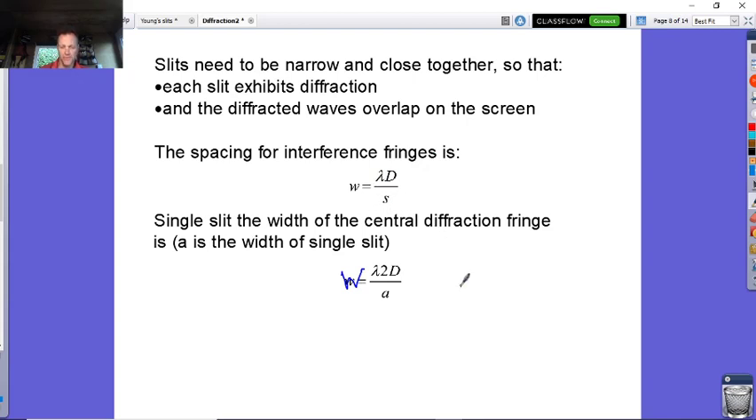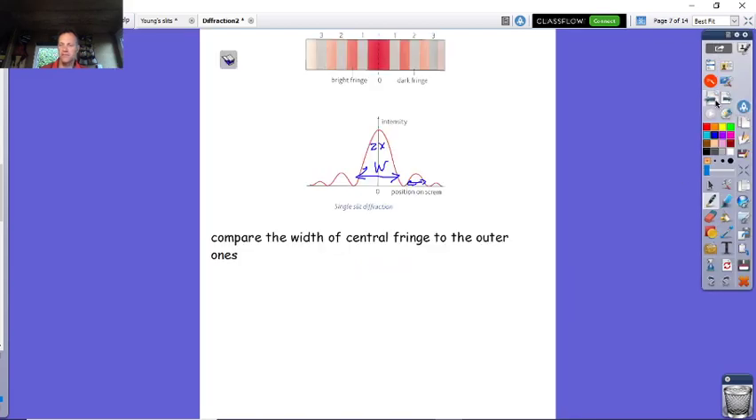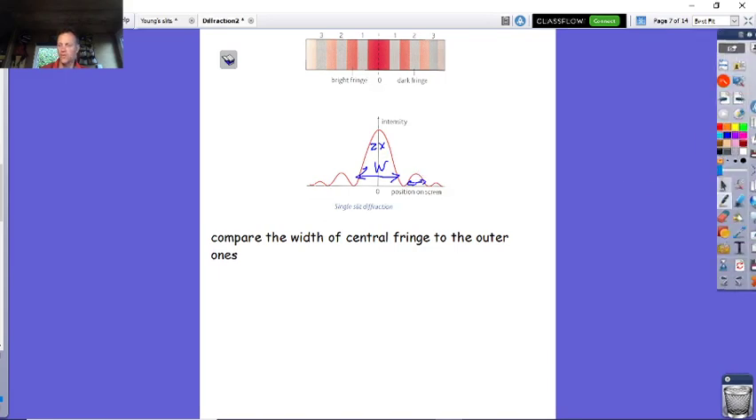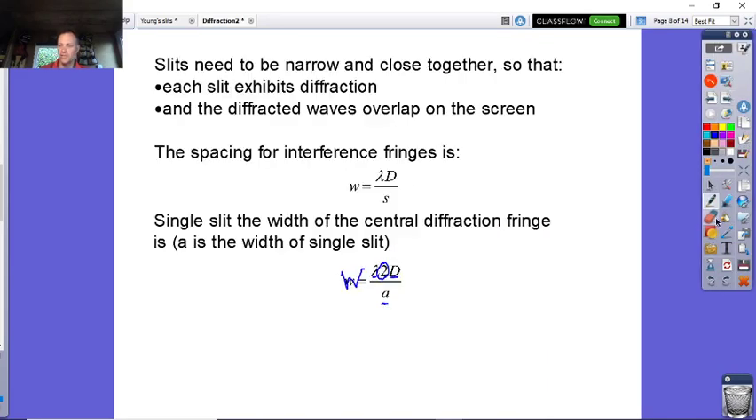Now, for diffraction, this is basically the width of the central fringe. Lambda, again, is the wavelength. D is the distance from the single slit to the screen. A is now the width of the single slit. The 2 is here because the central fringe is twice the width of those. If you take this equation and you want the width of the ones away from the center one, you don't use that 2. They are in your formula book, but you do need to see them working.